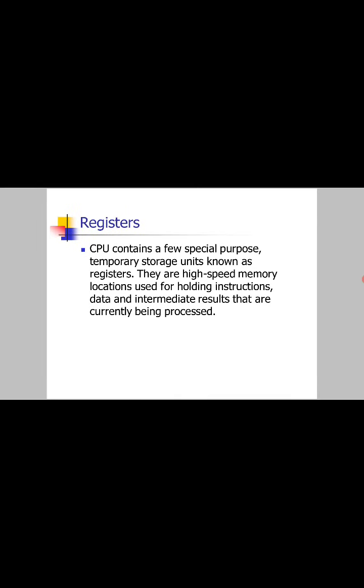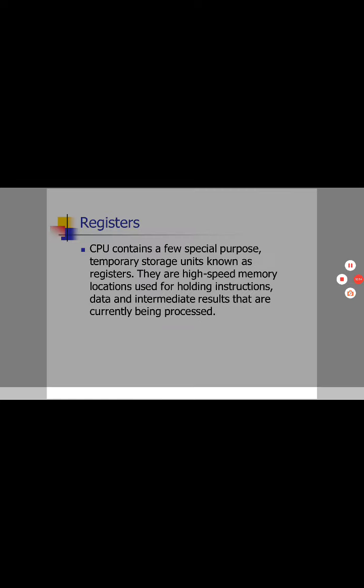Registers. What are registers? All these are electronic components used to store temporary results and instructions. The CPU contains a few special purpose temporary storage units known as registers. They are high speed memory locations used for holding instructions, data and intermediate results that are currently being processed.